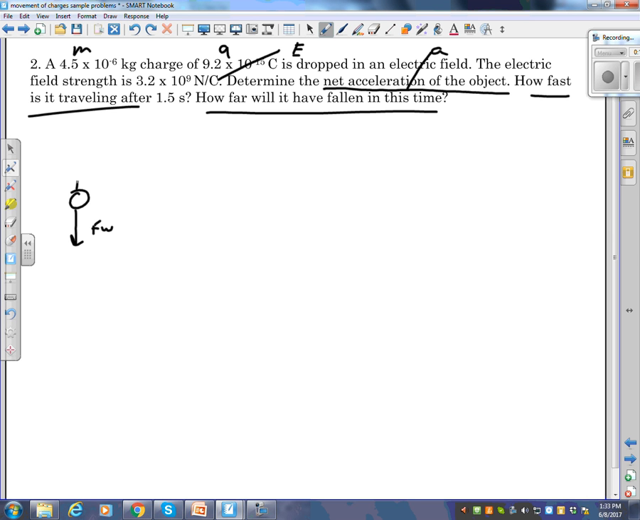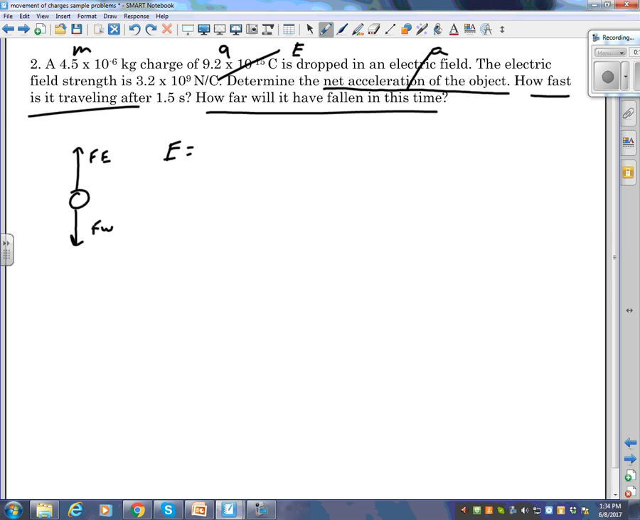Should they be balanced? No, they shouldn't, because it says there's an acceleration. But to be honest, we don't know which one is bigger, right? So we might have to come back and adjust it after. Okay. Just to show you it doesn't matter what order you do them in, let's do the electric field first.